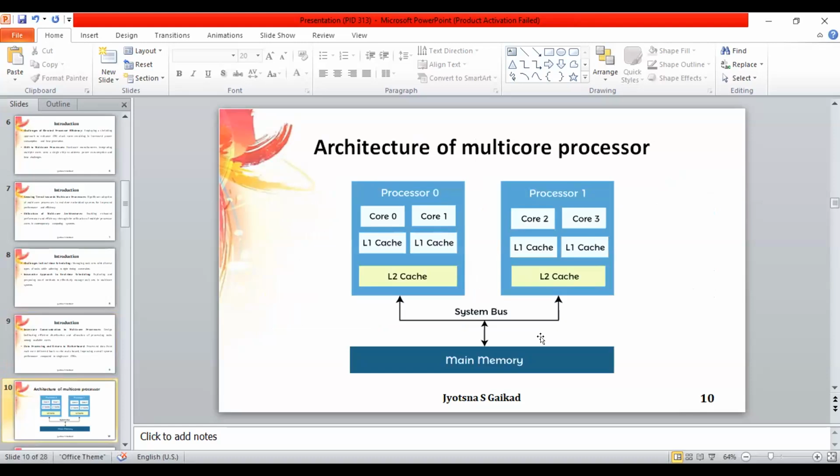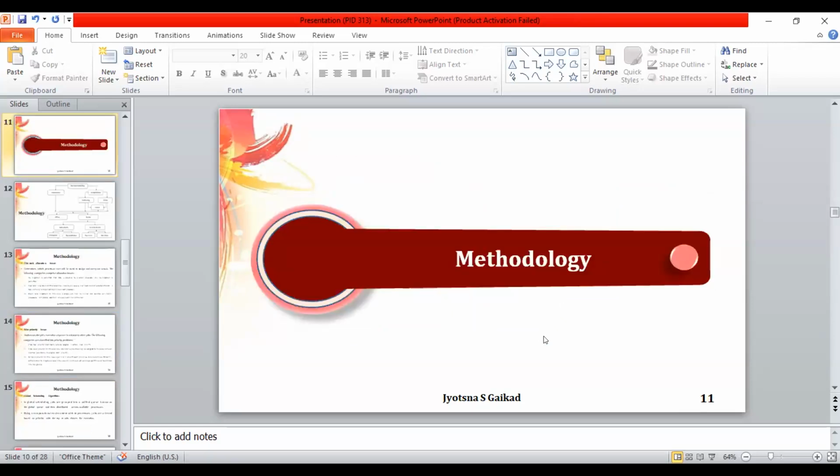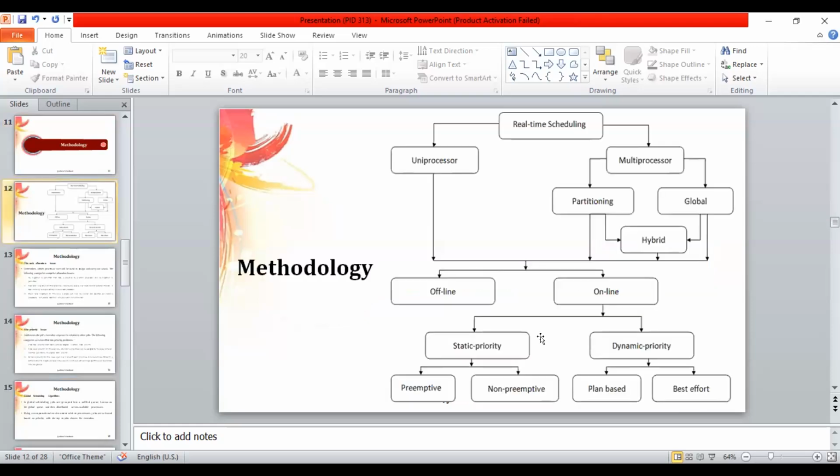Here two processors are shown, and they both have multiple cores and cache memory, which goes to the main memory and gets back to the processors. We will now look at the methodologies.